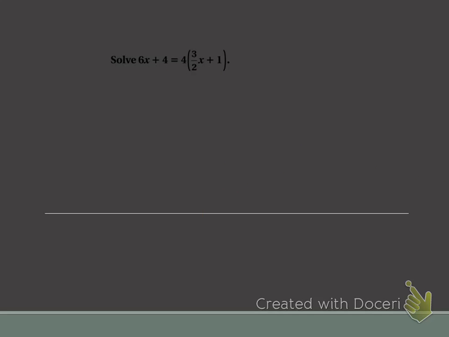So let's look at another one here. Again, we're just going to simplify. This side's already simplified. Now looking at 4 times 3 halves, remember, we can cross simplify. 2 goes into 4 2 times, so we've got 6. So 3 halves of 4 is 6x. And then 4 times 1 is going to give me 4.